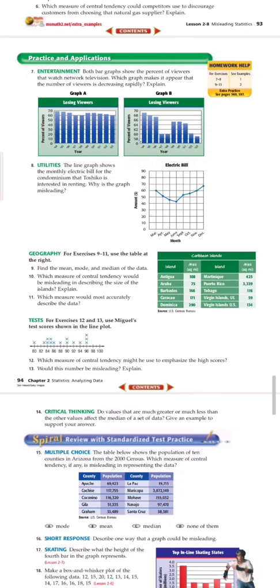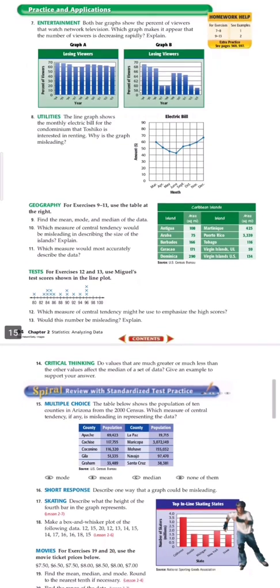Test for exercises 12 and 13. Test scores are shown in the line plot. 12. Which measure of central tendency would emphasize the high scores? 13. Will this number be misleading? Explain.